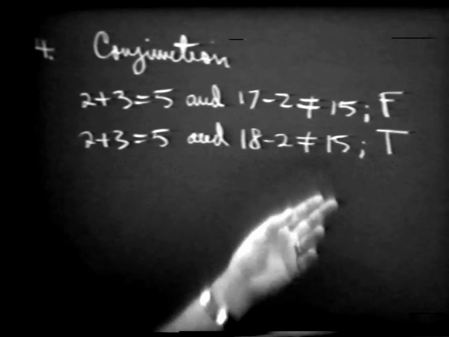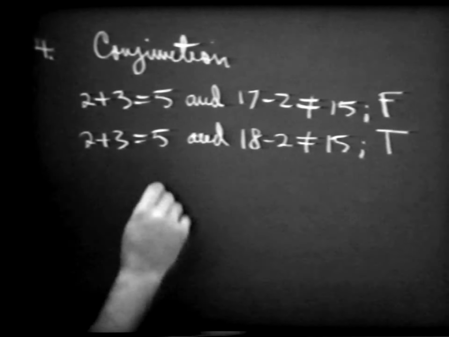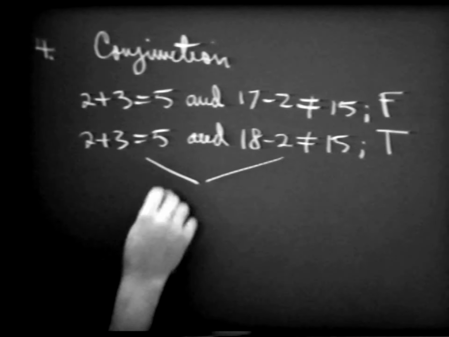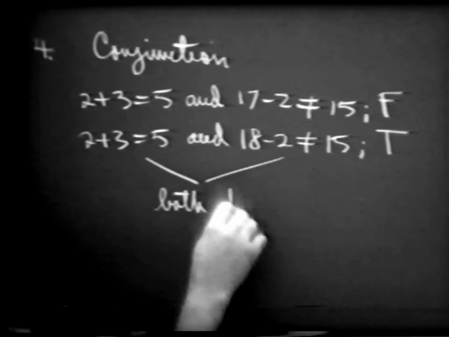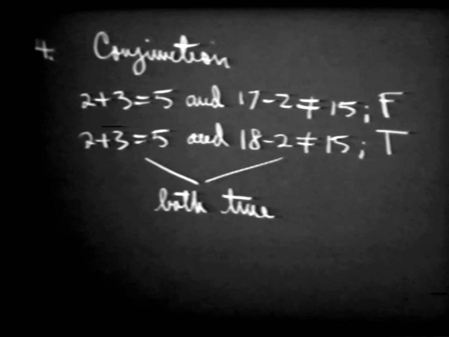So what then can we decide about when a conjunction is true? Here in this case we have two parts. Bill, what can you say? Well, if both statements are true, then the whole thing. If both statements are true, okay, let's say that right here. Both must be true in order to make the entire conjunction statement true, okay?